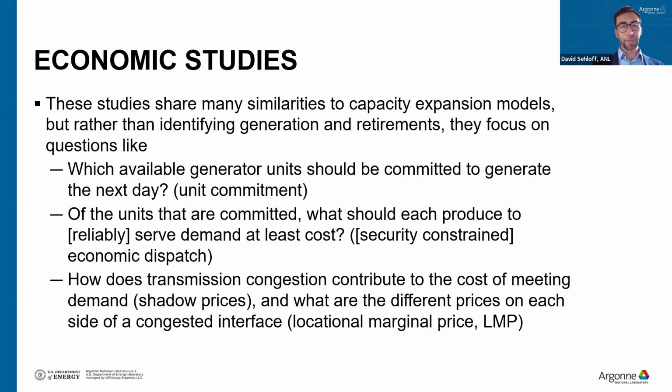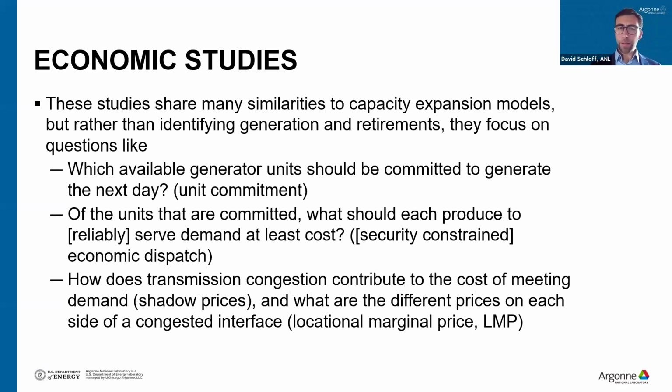Then the next question would be, of those units that we have committed, what should each one produce to serve demand at the least cost? So this is the economic dispatch question. And if we add some constraints on reliability under different contingencies that might happen, then that becomes a security constrained economic dispatch. So also a challenging optimization problem.